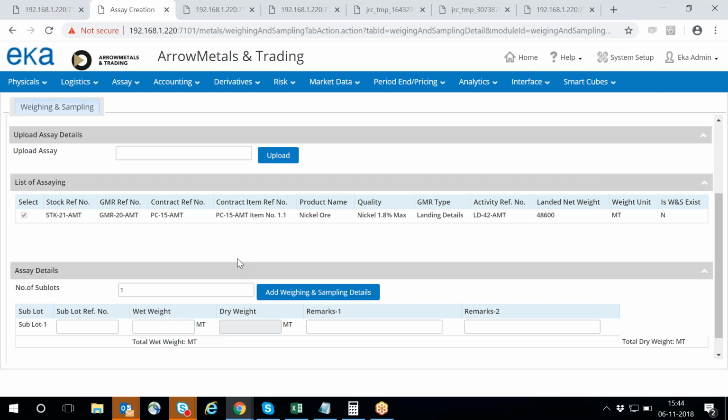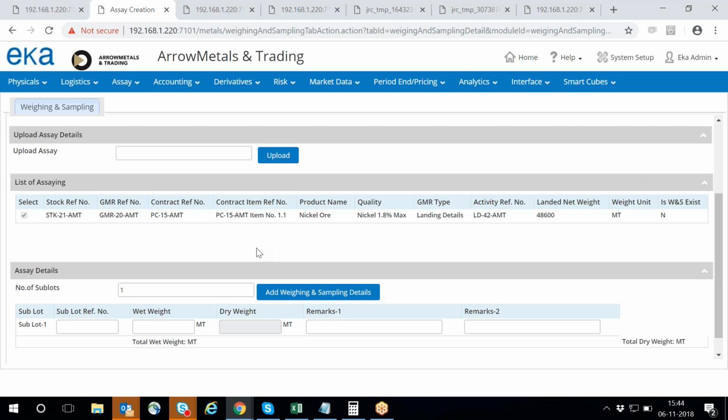So what the system does here is, once I create a weighing and sampling, the old stocks which were created during shipment will get deactivated and new stocks get created in the system. That's how we handle it.